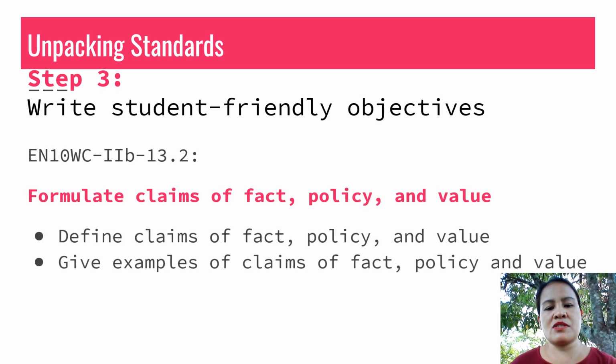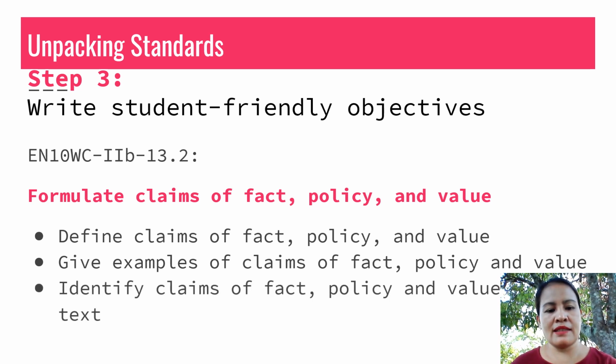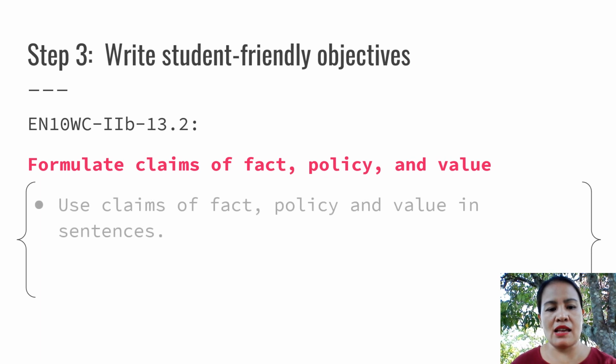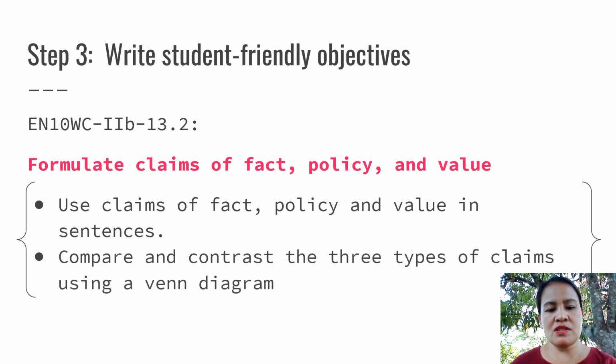So define claims of fact, policy, and value. Another is to give examples of claims of fact, policy, and value, and identify claims of fact, policy, and value. These three can be under remembering and understanding. Okay, going up the pyramid, we can also have use claims of fact and compare and contrast. These two are under applying and analyzing.